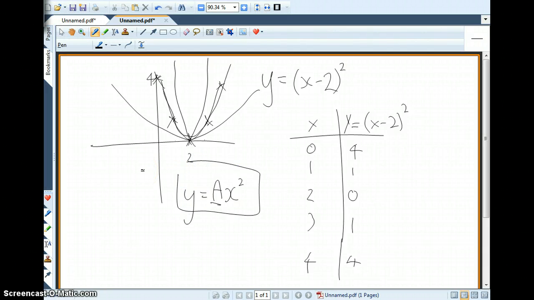Okay, and then you'll be up to 9.01 when you're ready. But there's a video on working with parabolas.